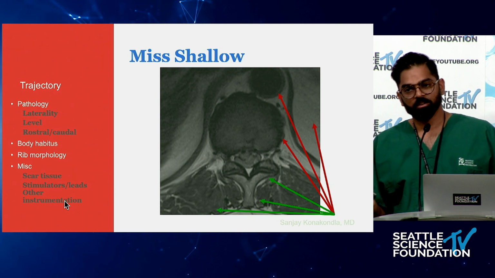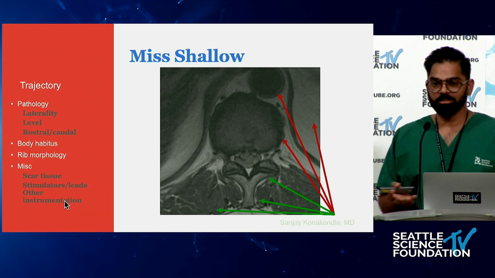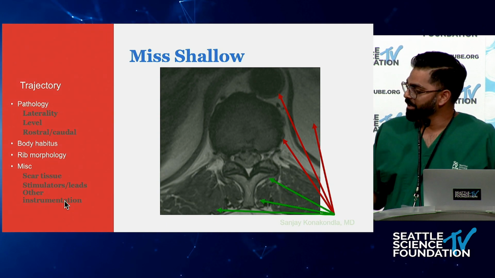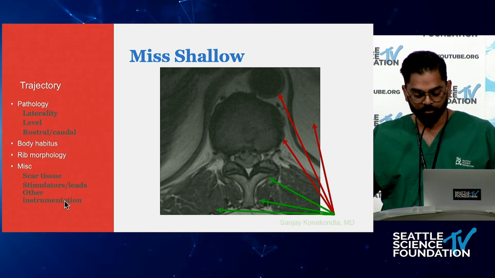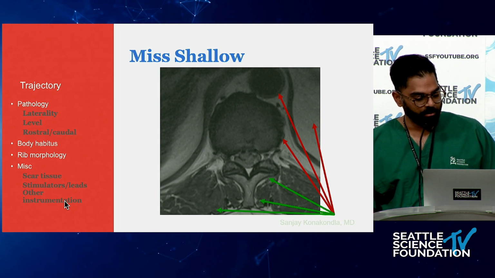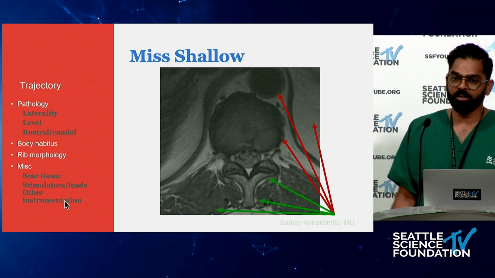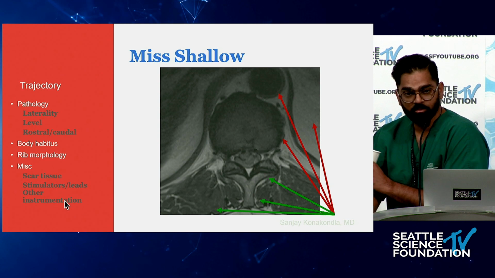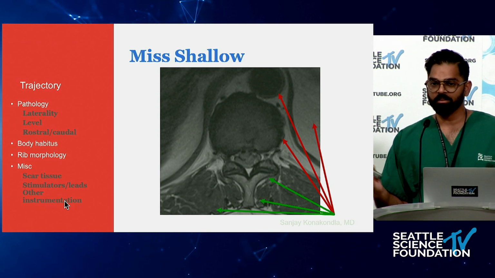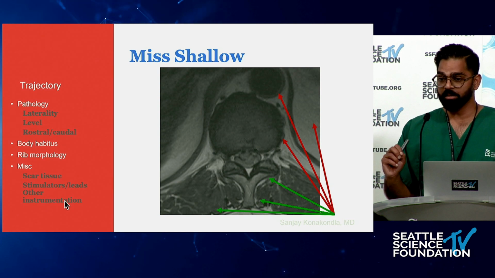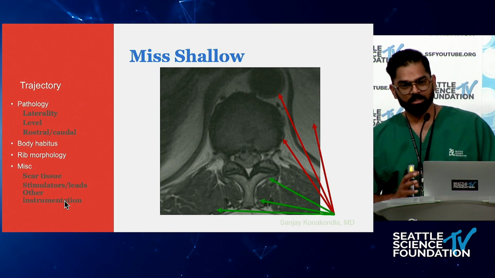Rib morphology. All these pictures here are supine imaging, the CTs and the MRIs. So what you're seeing is how the ribs are laid down when they're in a supine position. But when you're operating on them, what I'm seeing is that the ribs are sort of falling away, and they have a different morphology and orientation than where you're doing your measurements on the imaging. So that's something to take into consideration.